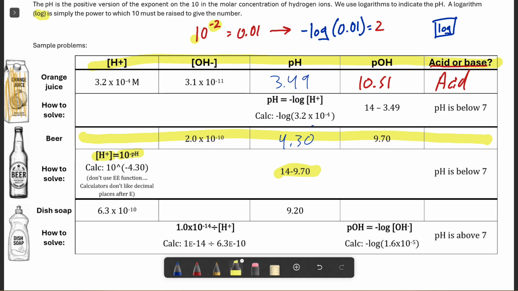Now, at this point, you might be tempted to type into your calculator 1e negative 4.3. And if you do that, you're probably going to get a syntax error. Why? Well, calculators don't like a decimal place after you use the e function. So if there's a decimal place, you don't want to use that. Just use 10 caret negative 4.30, and you don't need to put it into scientific notation or anything like that. When you do that, I'll go ahead and give you a chance to do 10 caret negative 4.3.